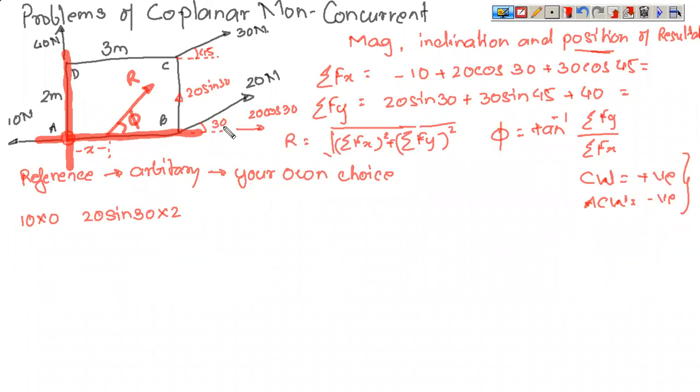Now, what do you mean by clockwise or anti-clockwise? Now, if you look at this, the force is parallel to dark line AD. How will 20 sin 30 approach so that by covering the shortest distance, it approaches AD? So if it moves in anti-clockwise direction, so this is your anti-clockwise direction, it will cover the shortest distance and touch AD. So this is anti-clockwise in nature and this is minus.